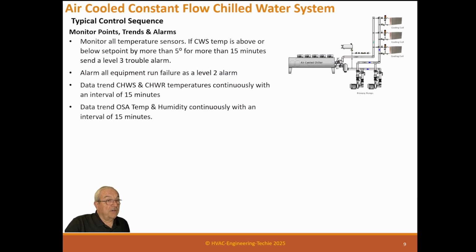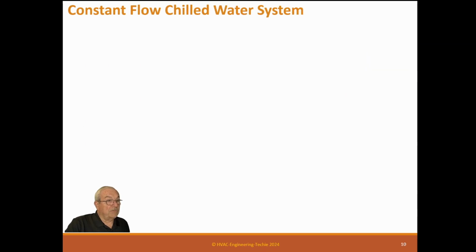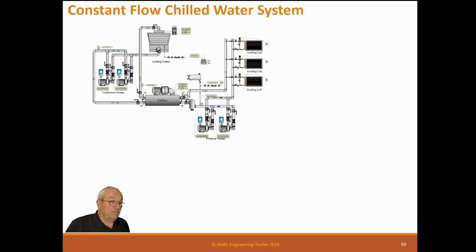Data trend the outside air temperature and humidity continuously with an interval of 15 minutes. And by continuously, it doesn't take a very big file to store a whole bunch of time, because with our data control, we can store a lot of data nowadays. Data log run times of all motors, resettable by operators for maintenance, so they need to know the runtime of their motors.